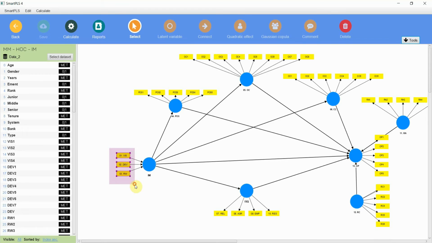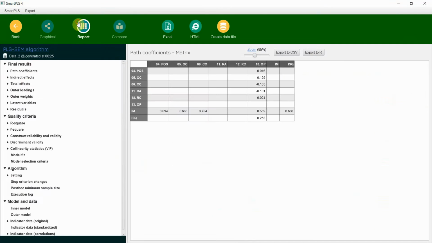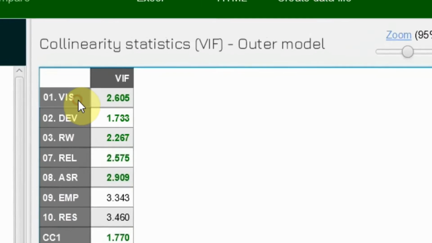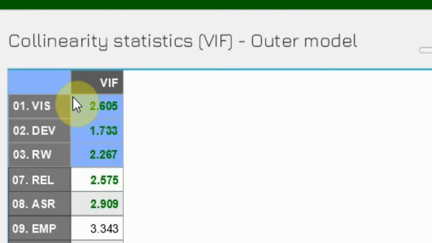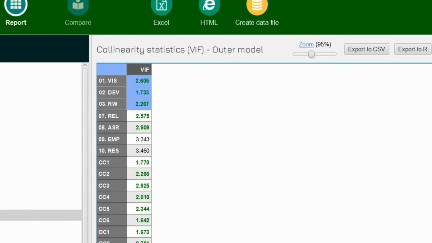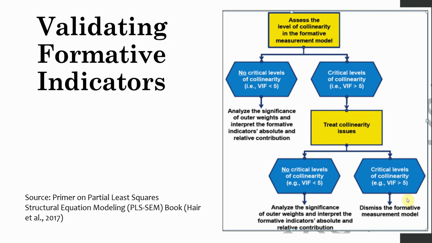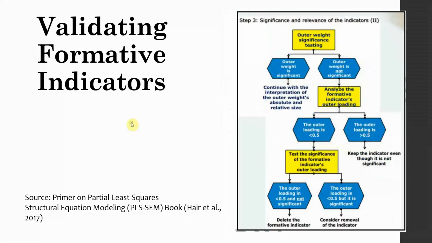Here it is. So go to calculate, PLS algorithm, start, and go to reports, VIF values. Where are they? Here they are. And look at this. VIF for the LOCs of internal marketing. Are they less than 5? Yes, they are less than 5. So no issue of multi-collinearity. And if they were greater than 5, you would dismiss the formative measurement model. Now we do not have any issue.